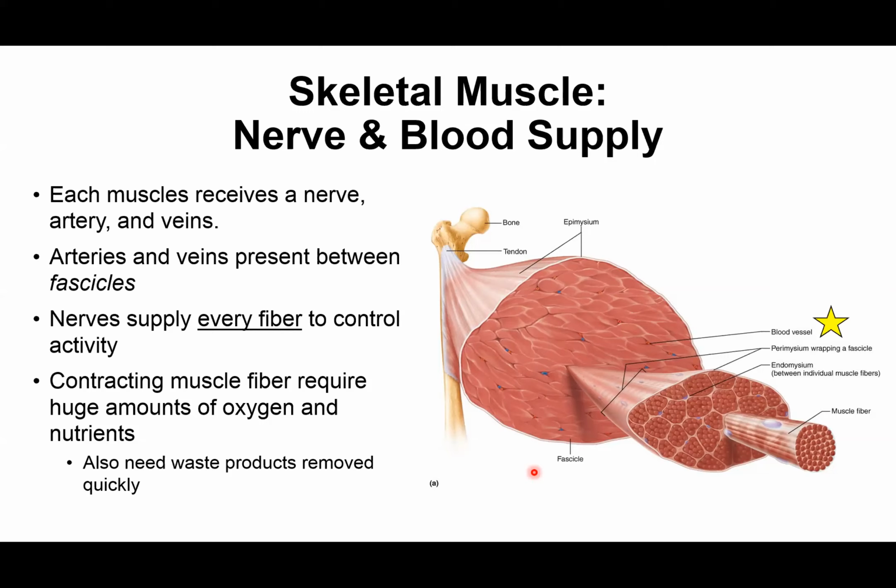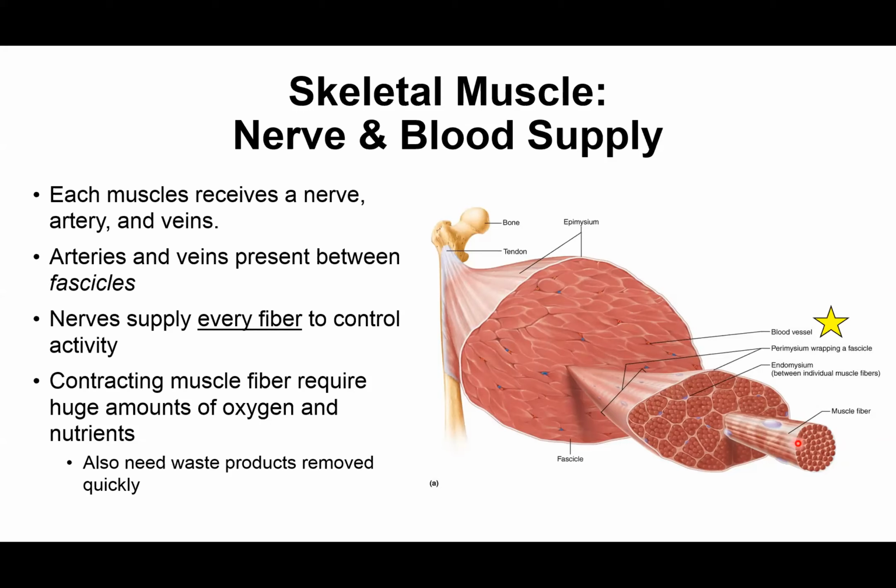Now, nerves, however, supply every single muscle fiber to control the activity of that muscle. So, remember, this is a whole muscle which is full of many fascicles. If we pulled out one of those fascicles, inside of it we would find many different muscle fibers. So we're going to pull out one of those muscle fibers. Every single one of these muscle fibers has a nerve supplying it.